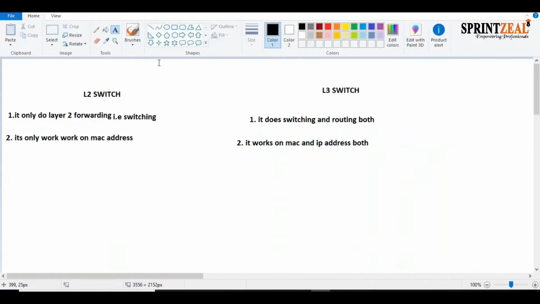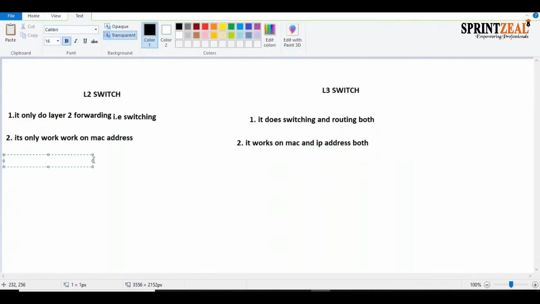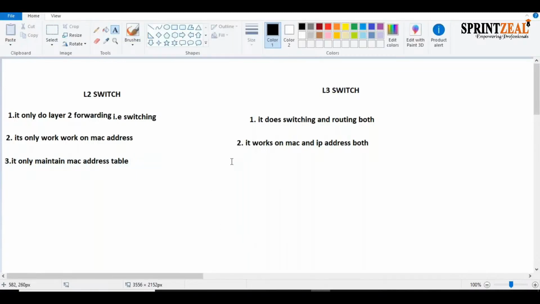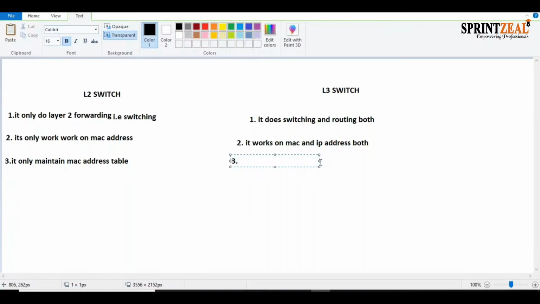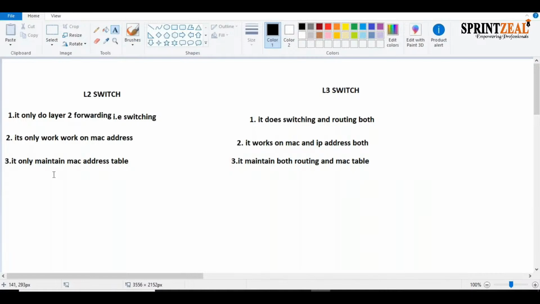The third thing is that a layer 2 switch only maintains a MAC address table, whereas an L3 switch maintains both routing and MAC table. It maintains both.